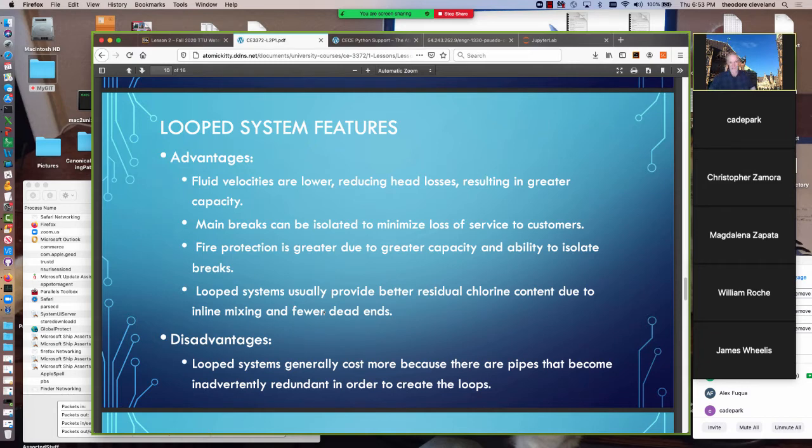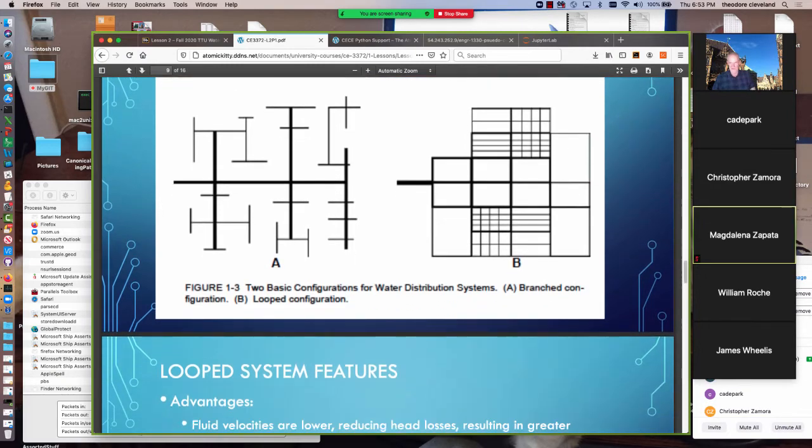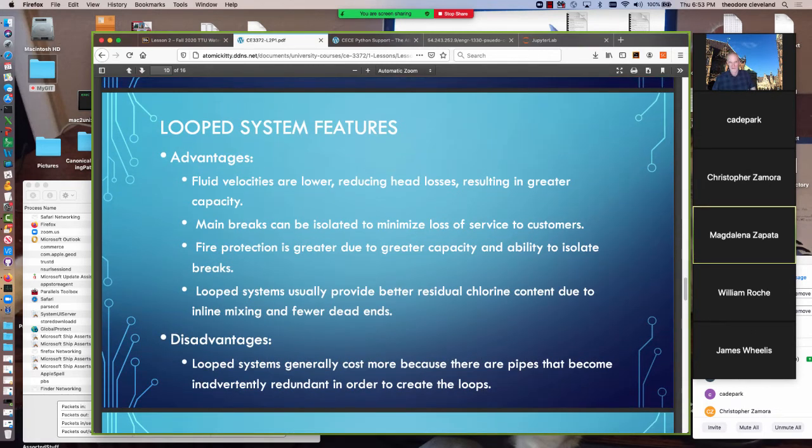Main breaks can be isolated. So for instance, if this main right here fails, it can be valved off at either end. You can still get water to almost all the system. But if the equivalent location in this one fails, the entire system is taken out of service. I think I've just made a good argument for fiber optic networks to be looped. The other advantage of a loop system is the fire suppression capacity is greater because the overall system has bigger capacity. All those looped lines can be thought of as kind of inline storage.